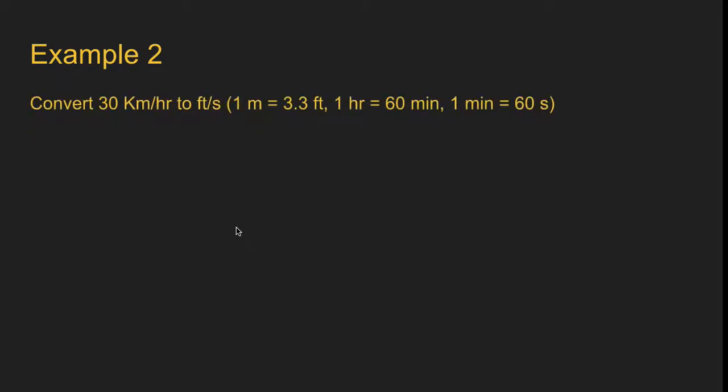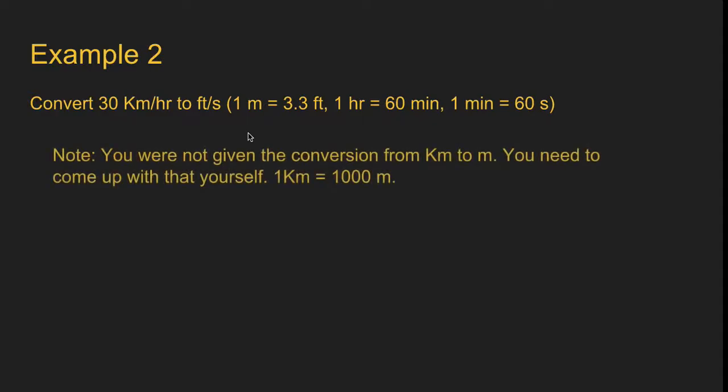So here's our more tricky example. I have 30 kilometers per hour, and I want to convert it to feet per second. These are the conversion factors. Now, you are not given the one from kilometers to meters. You need to come up with that yourself. I'm going to start with my given right over here. Then I want to get rid of, say, the kilometers first, so I'm going to use this conversion factor. And now my kilometers cancel.